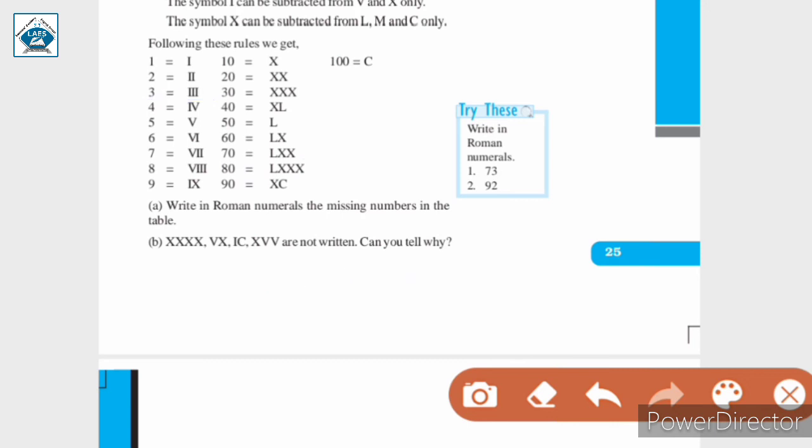Next we have to write 92. So in the same way we can write 92. 90 is XC and 2 is 2 times I. So XCII. This is how we write 92.